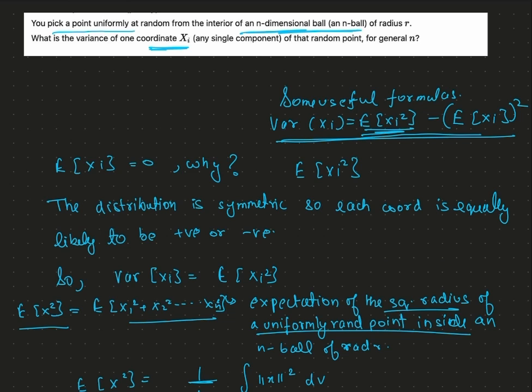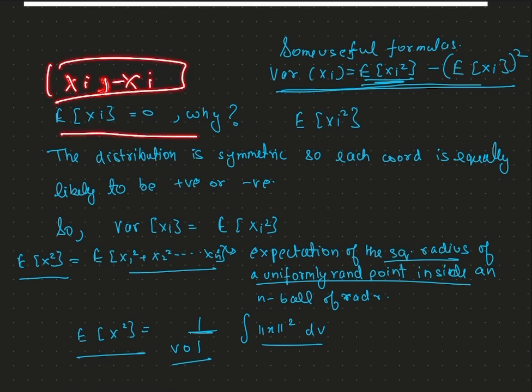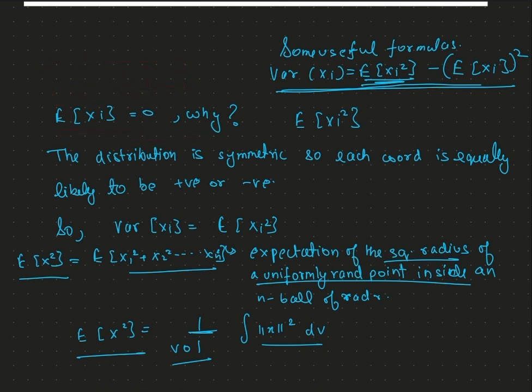One thing we can say from this is that the ball must be symmetrical as it is uniformly distributed, and as it is symmetrical, the expectation of xi will be zero. Each coordinate is equally likely to be positive or negative. For any xi, there are equally likely chances that minus xi exists too. So the expectation of xi will be zero.